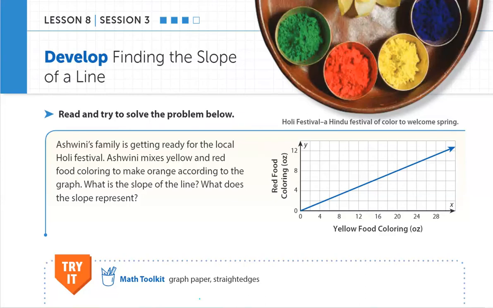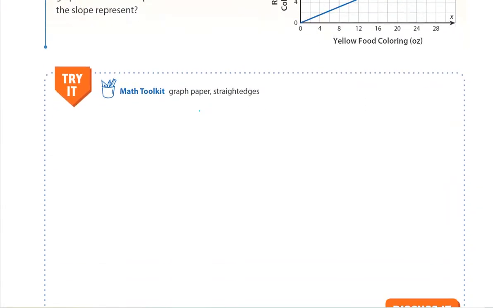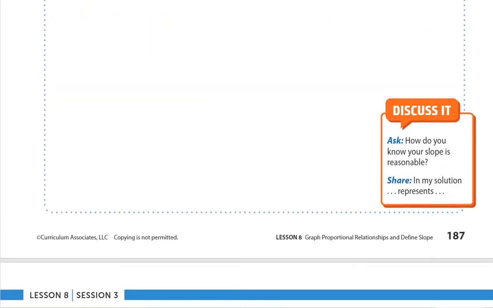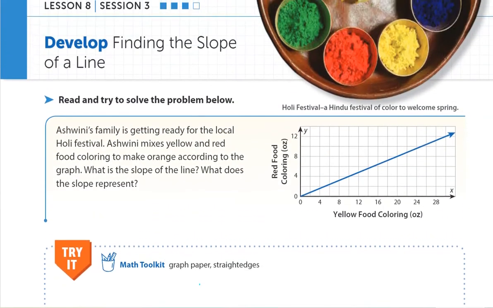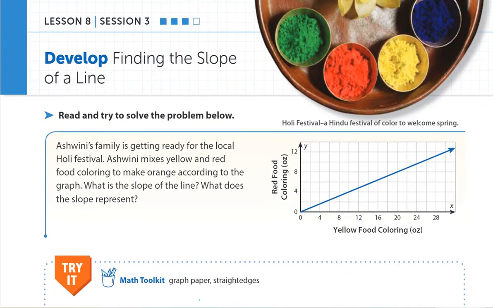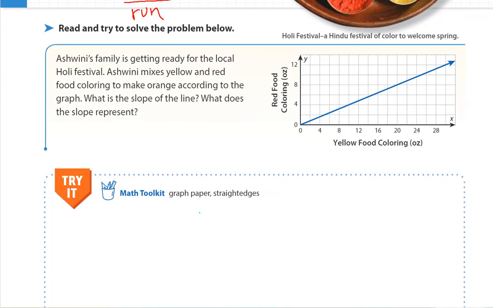Hello again, 8th graders. We're on Lesson 8, Session 3, which starts on page 187. Today we are finding the slope of lines, which, if I didn't say it enough in our last lesson, is rise over run. So let's try this out.